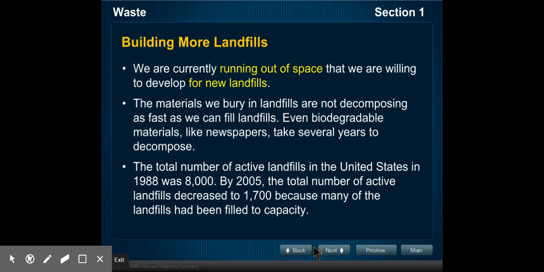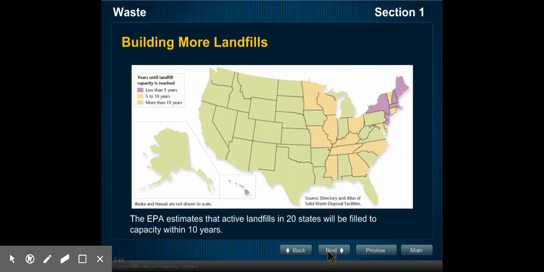So again, running out of space is a problem for new landfills. We're getting better about storage, but it's predicted that many states will lose areas for landfills coming up. And this picture here shows that the lavender has less than 5 years before the landfills have reached capacity. So that's in the Northeast.